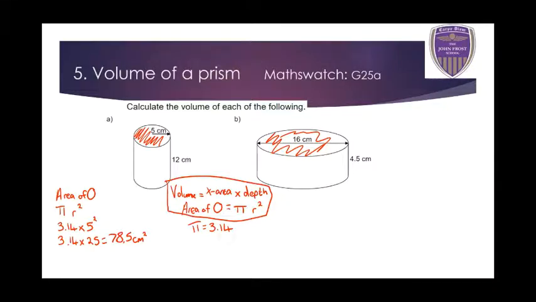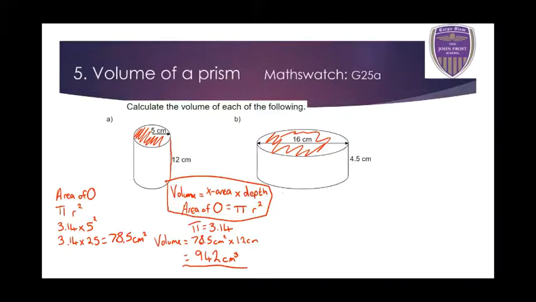And then finally, volume is going to be 78.5 centimeters squared times by the depth, which is 12 centimeters. Okay, and if you type that into your calculator, you should get 942 centimeters cubed. Okay, so that's the final answer for the volume of the first cylinder.